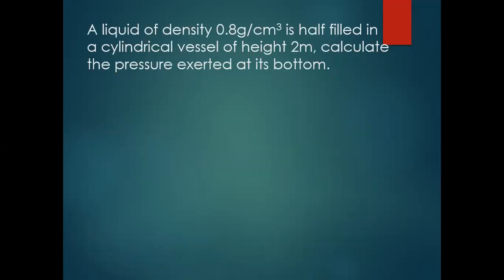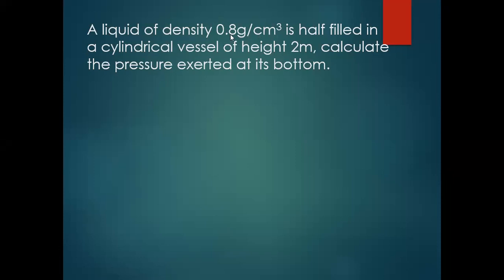Now, another question. A liquid of density 0.8 gram per centimeter cube is half filled in a cylinder vessel of the height 2 meter. Calculate the pressure exerted at its bottom. Look here. If water was given, then it is not necessary to give the density value. That is fixed. That we must know. But if another liquid is given, then the density value must be given. That is 0.8 gram per centimeter cube.